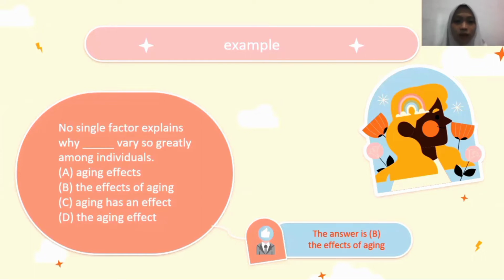No single factor explains why blah blah blah varies so greatly among individuals. A. Aging effect. B. The effect of aging. C. Aging has an effect. D. The aging effect. Why blah blah blah varies so greatly among others requires a subject. The verb of the second sentence above is varies. The best answer is B. The effect of aging, because the effect is a plural subject and requires a plural verb vary.